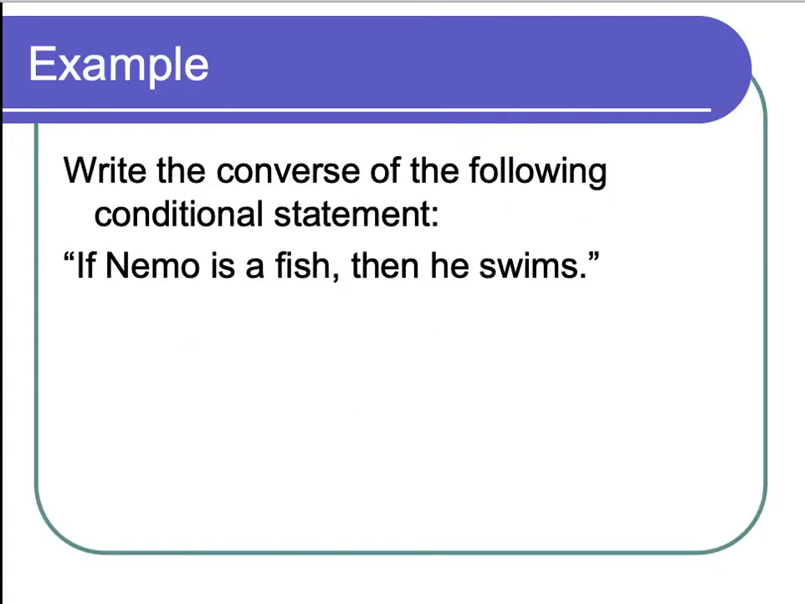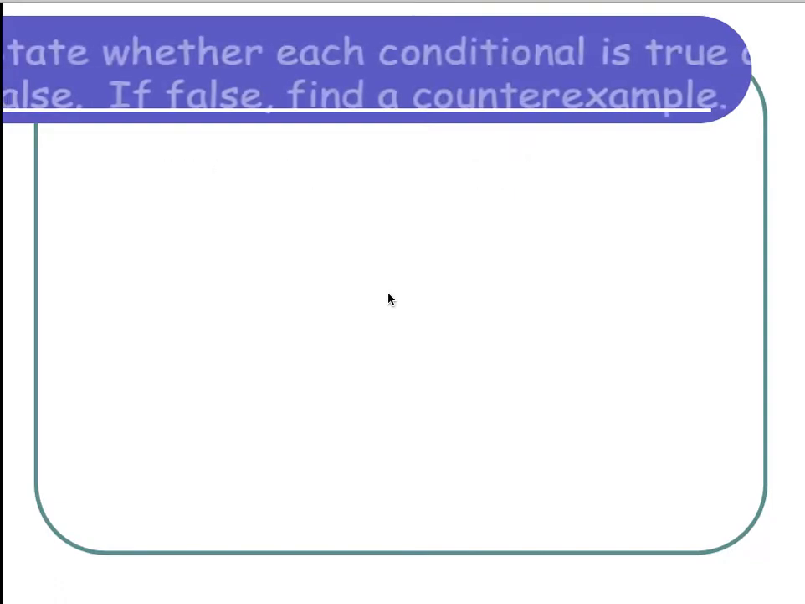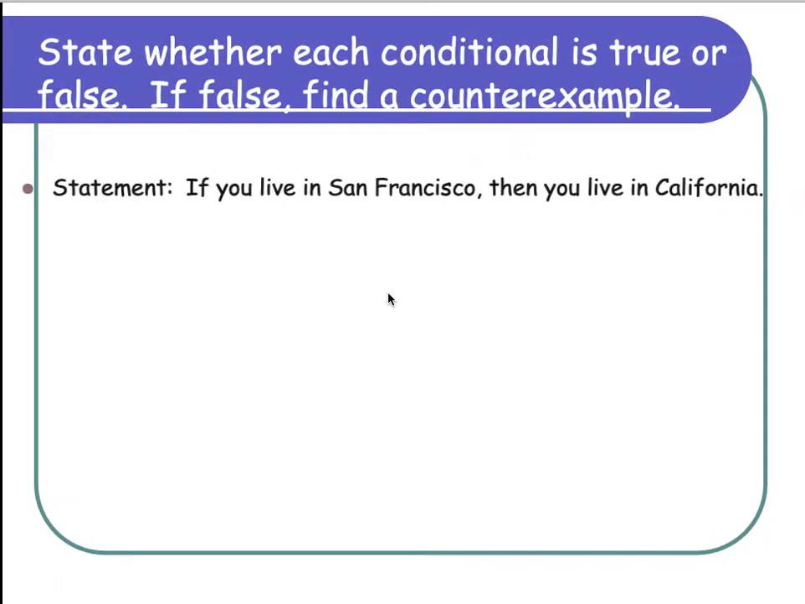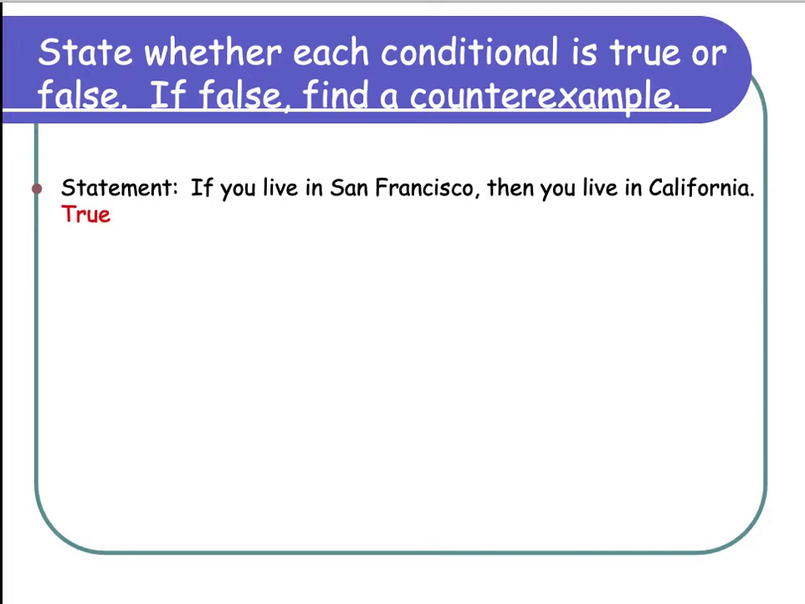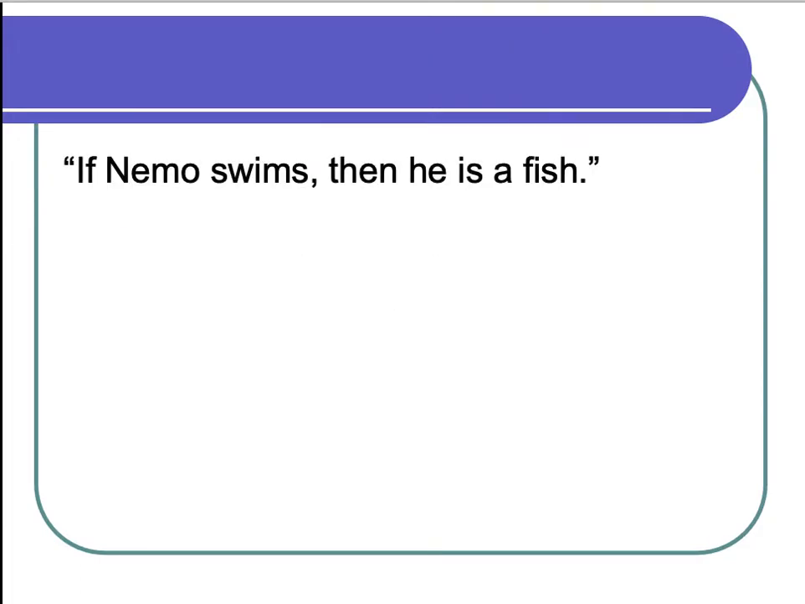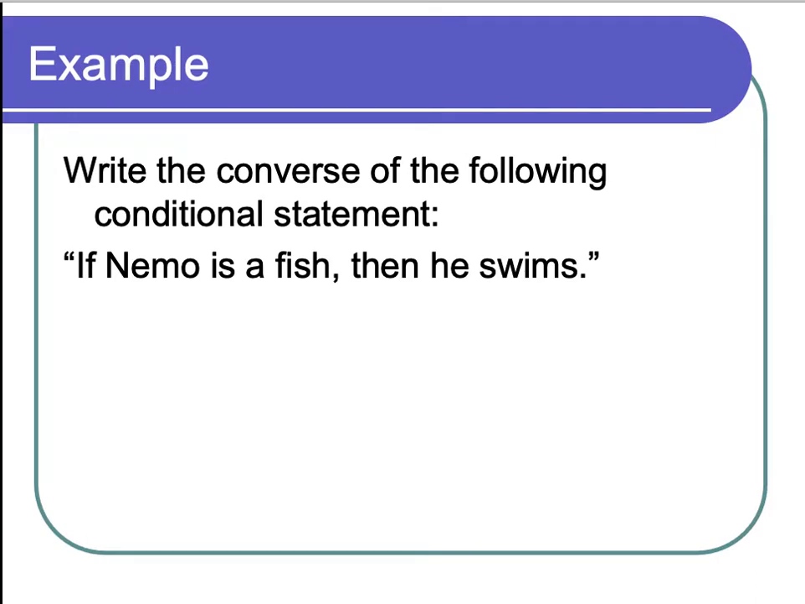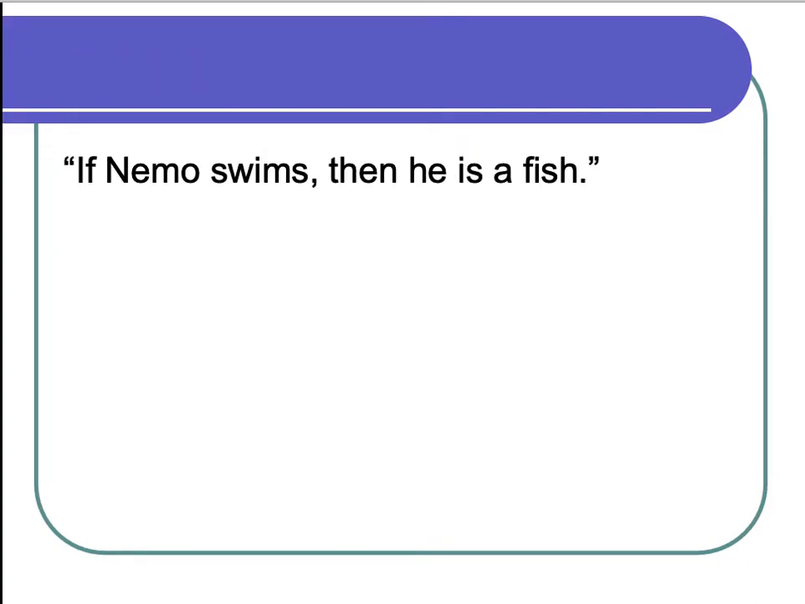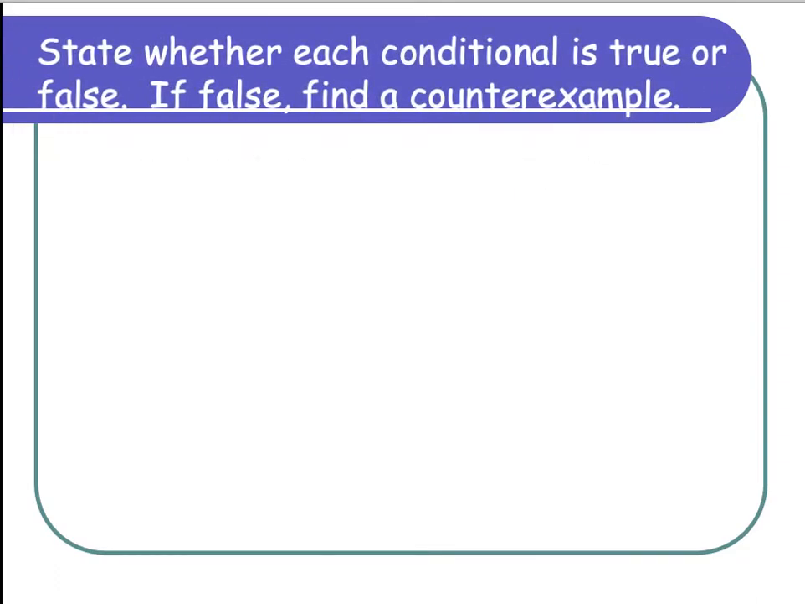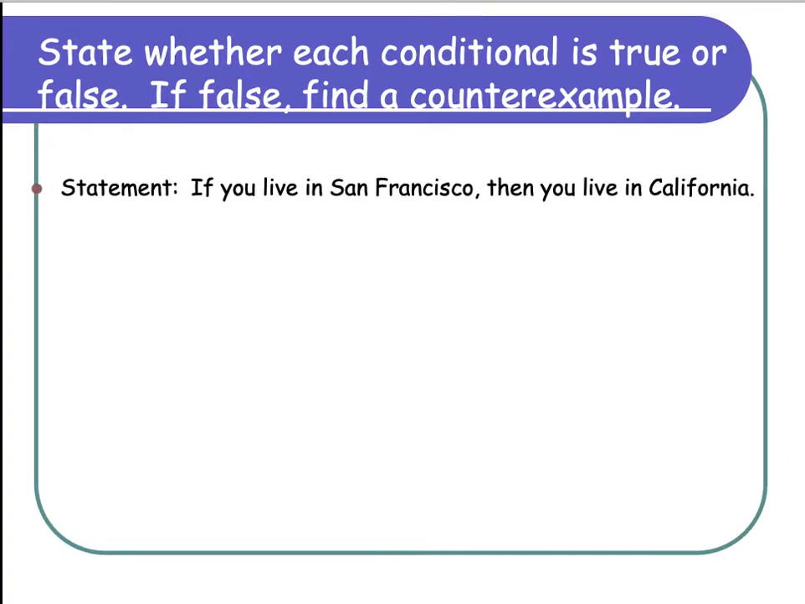Let us write the converse of the following conditional statement: if Nemo is a fish, then he swims. The answer is: if Nemo swims, then he is a fish. Now let us state whether the conditional statement is true or false. If false, find a counterexample. If you live in San Francisco, then you live in California.